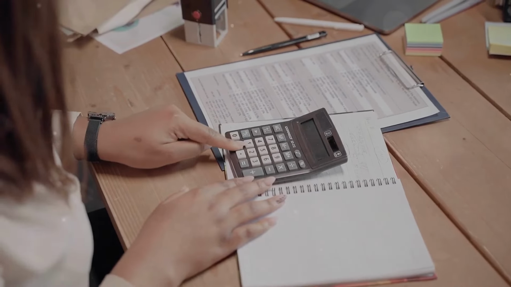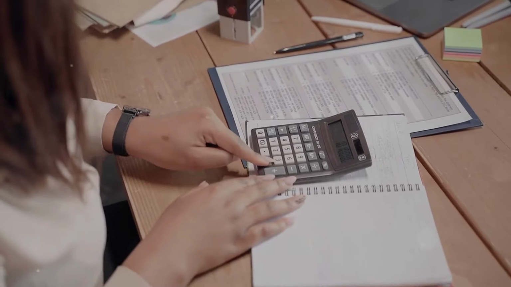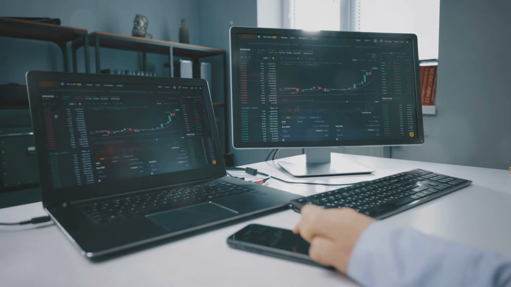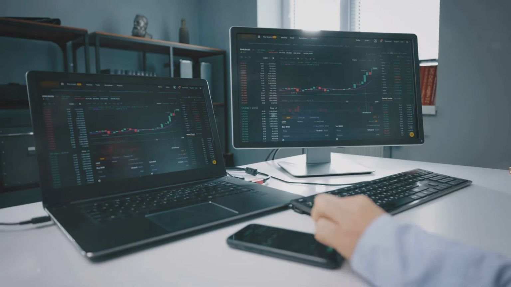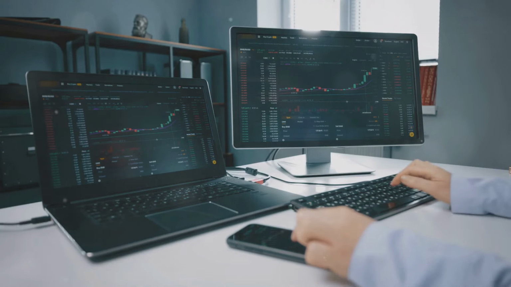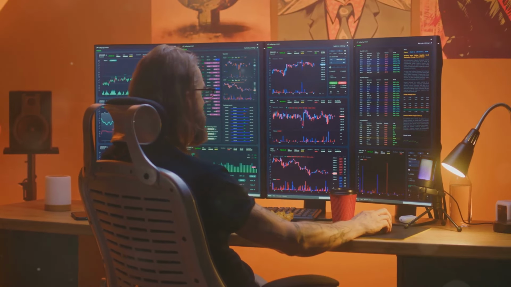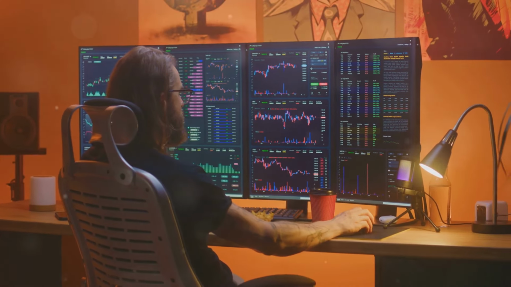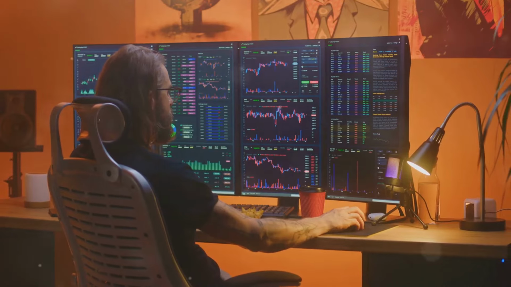Another essential risk management technique is determining your risk per trade. It's advisable to risk no more than 1 to 2% of your account balance on any single trade. With a $10 account, this translates to risking a maximum of 10 to 20 cents per trade.